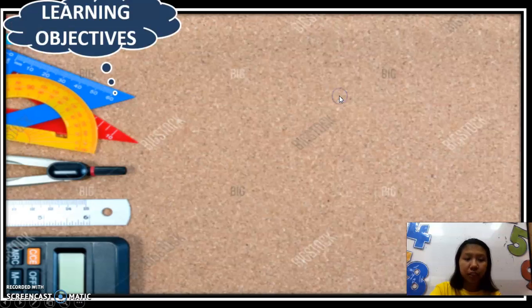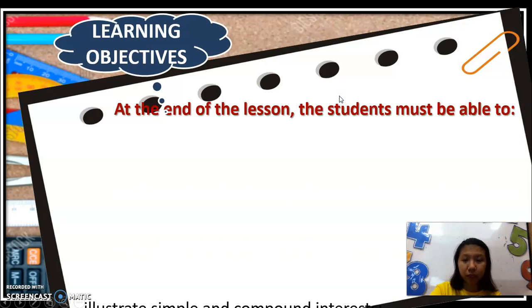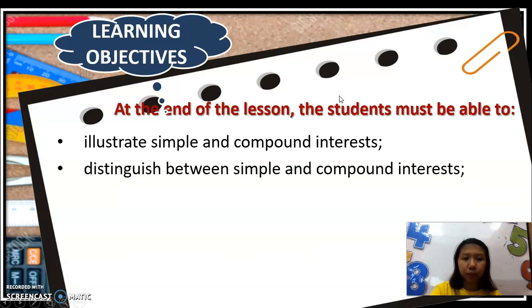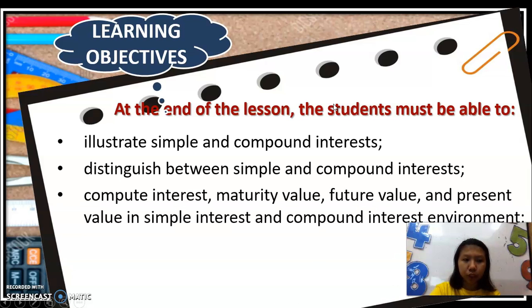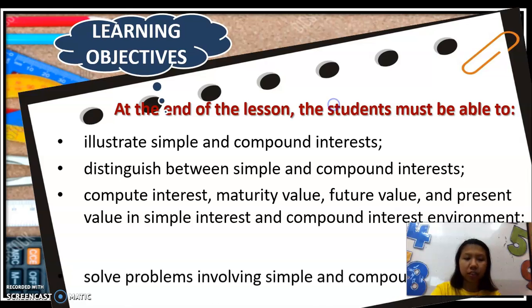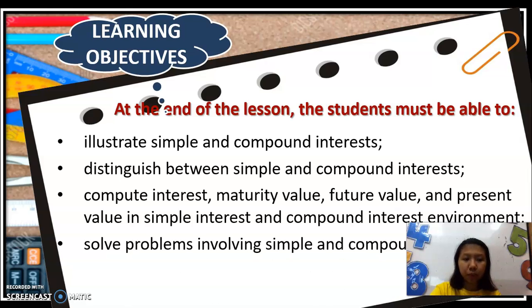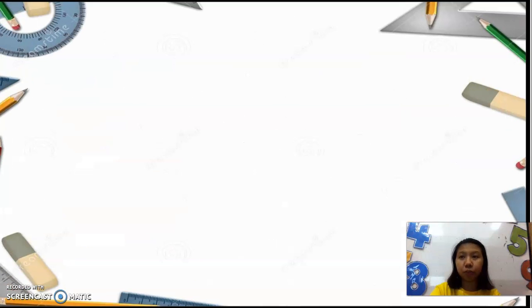For the learning objectives, at the end of the lesson, you must be able to, number 1, illustrate simple and compound interest and distinguish between simple and compound interest. Next is to compute for interest, maturity value, future value, and present value in simple interest and compound interest environment. And then, solve problems involving simple and compound interest. Okay, so that will be your learning objectives.